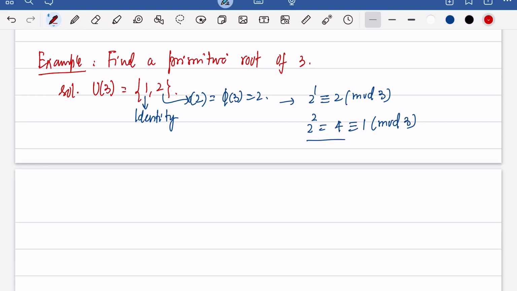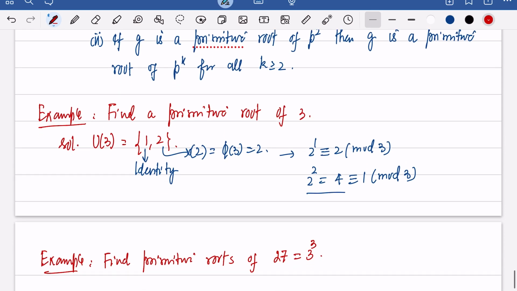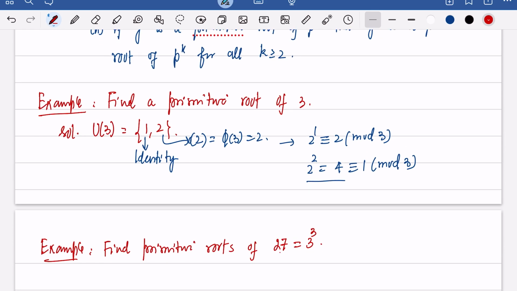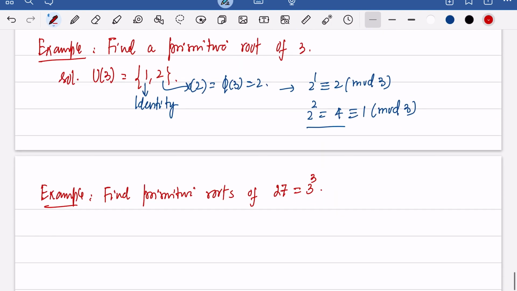Now the question is, if we are asked to find primitive roots of 27, which is equal to 3 power 3, which we have deliberately chosen because we already have a primitive root of 3 equal to 2. Now using these above results, in order to find primitive roots of 27, we will first find the primitive root of 3, that is equal to 2. Now we will see if this condition is true. Here the primitive root of 3 is 2, which is our g.